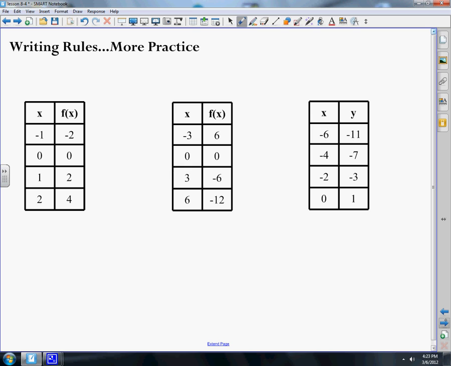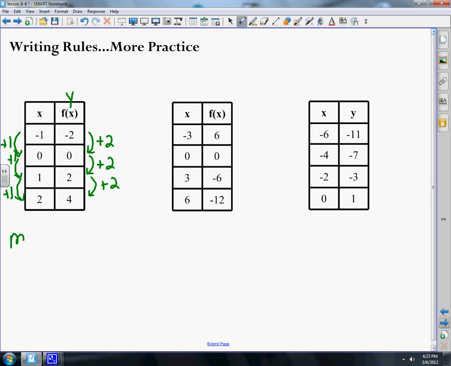So let's look at the first one. The first thing that we want to do is find the slope. So we need to see how f of x or y changes as x changes. So when I look here at the table, I see that I add 2 each time to get to the next number for y. And in the x, what do I add to -1 to get to 0? I realize that I add 1. And from 0 to 1, I add 1. And from 1 to 2, I add 1.